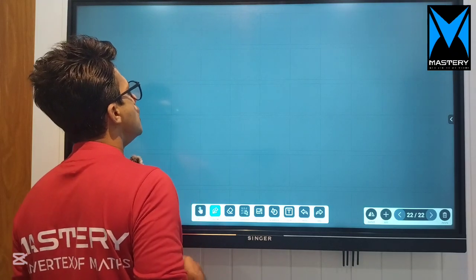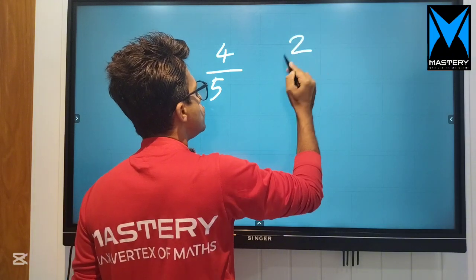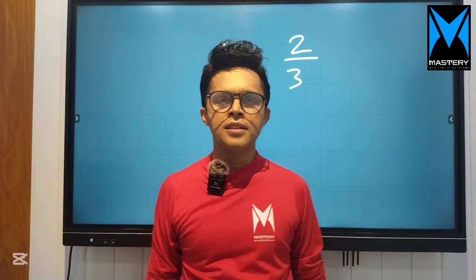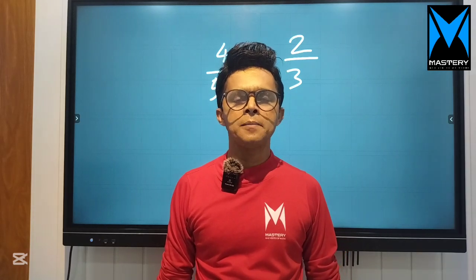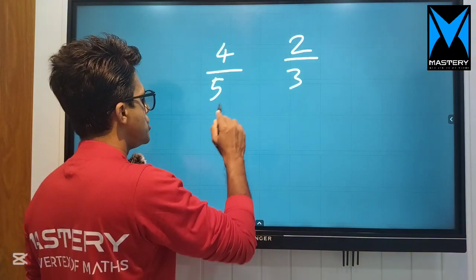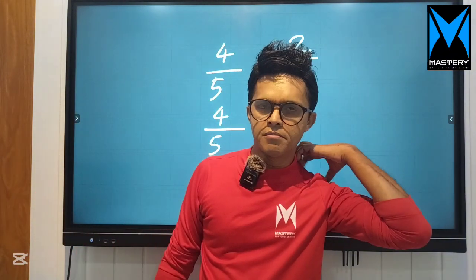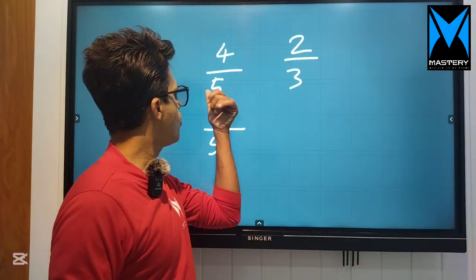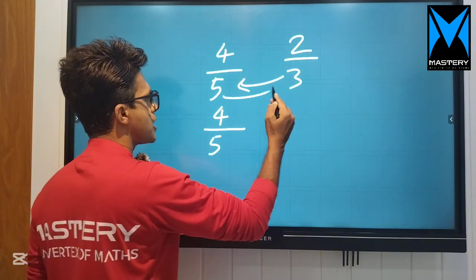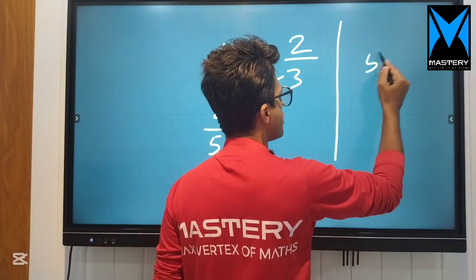Here, 4 over 5, 2 over 3. Now can you get an idea? How do you compare these fractions? You need to make an equal denominator here. Here it is 5, here it is 3. Then how can you do that? You could change these digits, or you could get the LCM of 5 and 3.